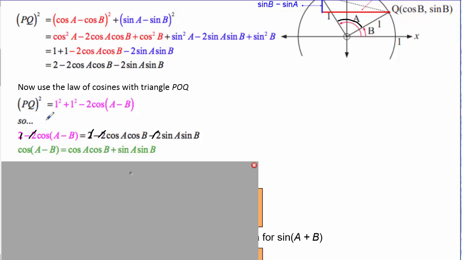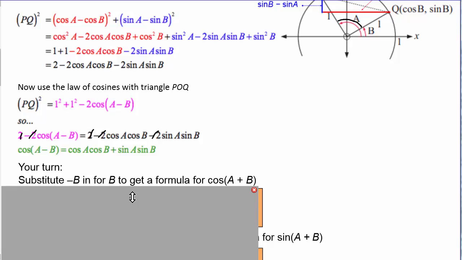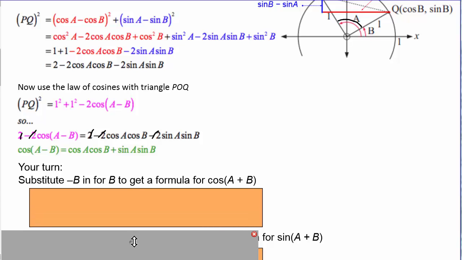Okay. One thing to point out before we go on is that cosine of A minus B results in a plus over here. Cosine, cosine, sine, sine is the way I used to remember it. But the sine of this, the A minus B, is the opposite of what's over here, plus here. So let's go now and develop a few more formulas. The first one I want you to try is to find a formula for cosine of A plus B. And I'll give you a hint here. Substitute minus B in for B to get that formula. So pause the video now and you do that and see what you come up with.